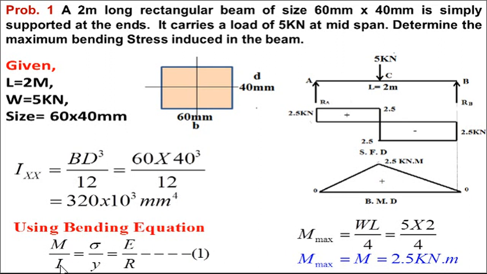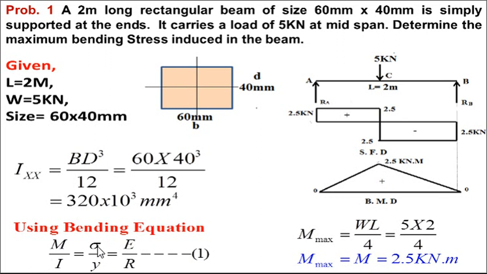Now after getting M, you have to calculate I, the moment of inertia. For a rectangular section, you know that Ixx is equal to BD cube by 12. So B is 60, D is 40, cube by 12. So here we got the value of Ixx as 320 into 10 to power 3 mm raised to 4. So we got the first two terms, moment and moment of inertia.